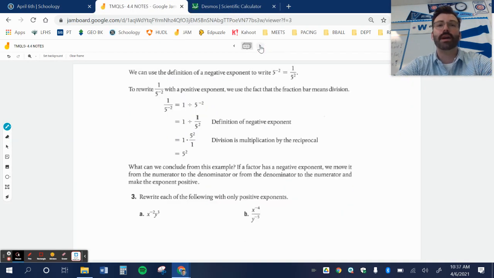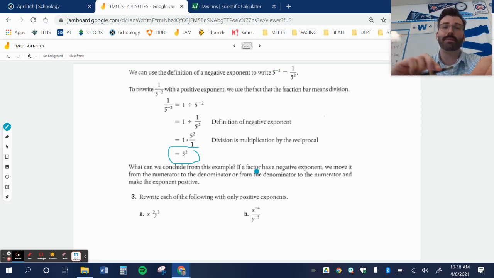So let's keep going. We're having fun, I can tell. We can use the definition of negative exponents to rewrite 5 to the negative second as 1 over 5 to the second power. All right. If we write 1 over 5 to the negative second, it becomes just 5 squared. So if something's in the denominator, we want to make it positive, we flip it to the top. If something's in the top, we want to make it positive, we flip it to the bottom.